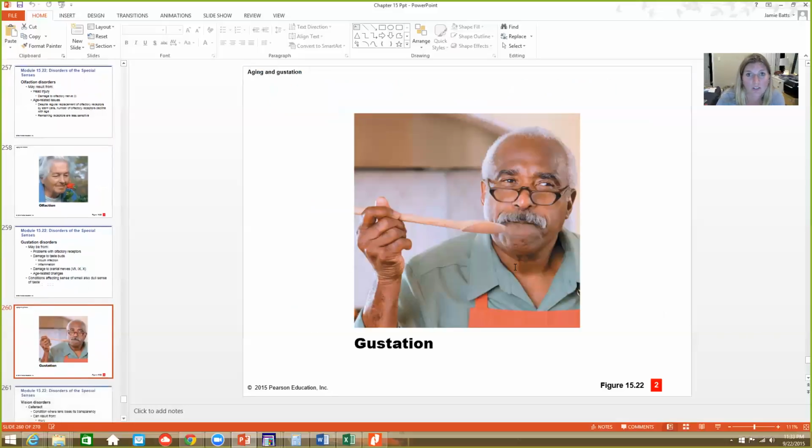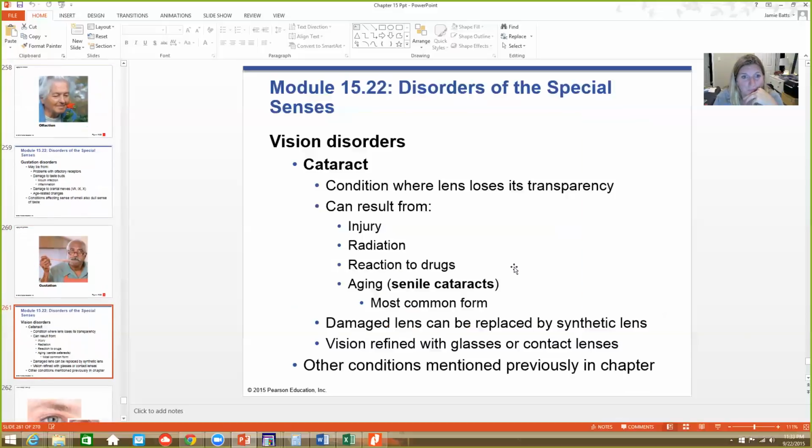Any condition that affects our sense of smell is also going to affect our taste, which is why sometimes when you're sick with a head cold and your nose is stuffy, things just don't taste as good as they used to. There are also vision disorders like cataracts.